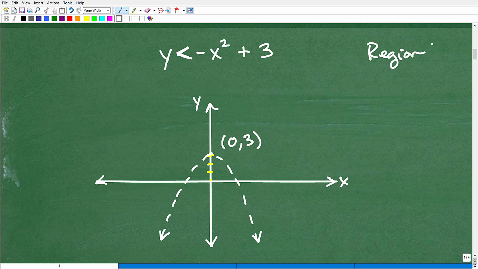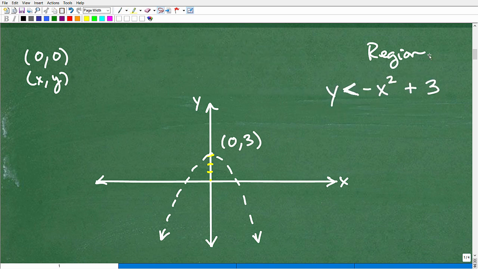So let's test the point (0, 0). Remember I told you we want to test the point (0, 0). Now what does that mean? Well, remember this is x and y. X is 0 and y is 0. We're going to plug in 0 for x and 0 for y. Then we're going to determine if we're dealing with a true or false statement. So let me scoot this over here, and I'll show you how this works. Not difficult.